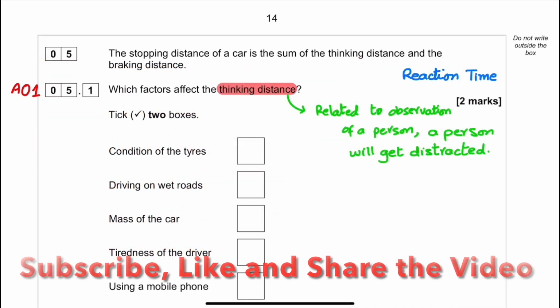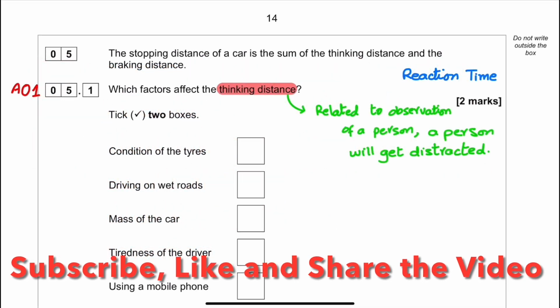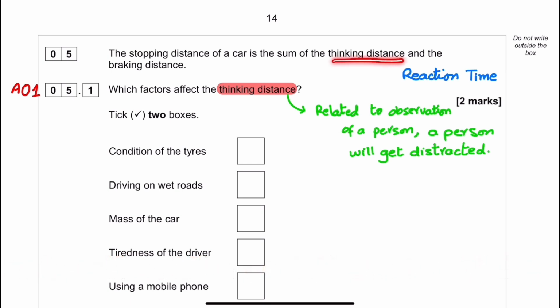Question number 5. The stopping distance of a car is the sum of the thinking distance and the braking distance. 5.1 is an AO1 question, and this question is related to thinking distance. This question is from the topic of reaction time. Thinking distance is related to observation of the person. A person will get distracted. As a result of that, what will happen? The thinking distance is going to increase.